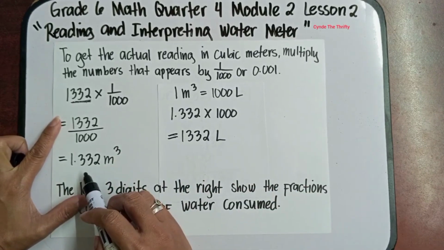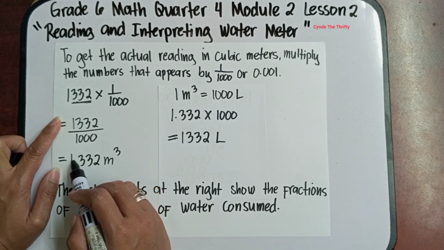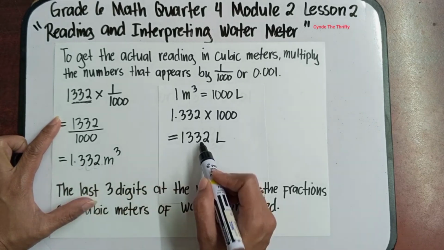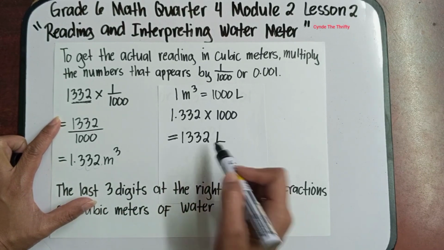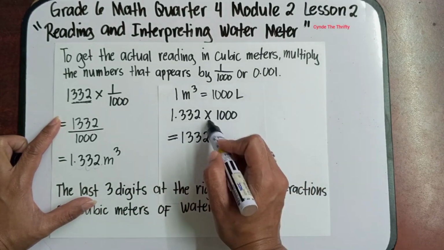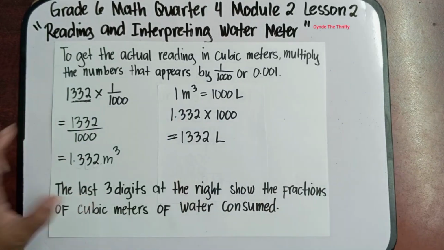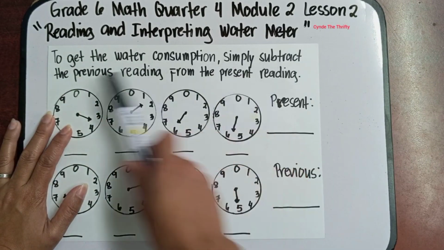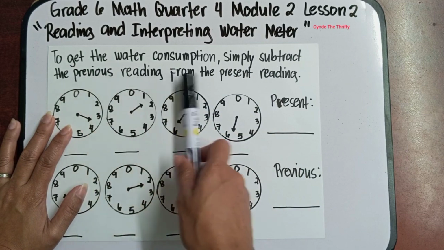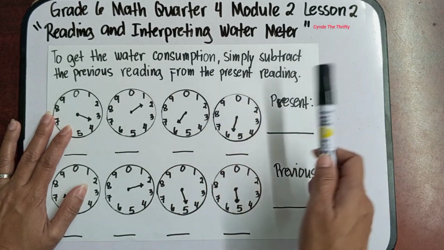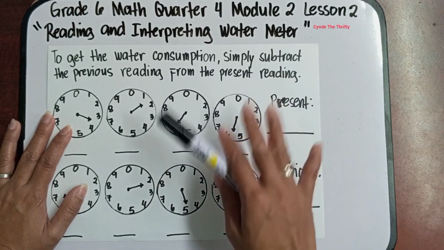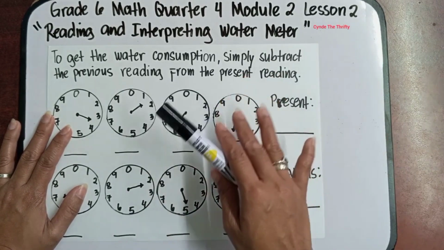Kung i-convert nyo naman siya into liter, mag-count lang tayo ng tatlong decimal points. So, 1, 2, 3, magiging 1,332 liters na siya. Ganun lang kadali para hindi na kayo mag-multiply at mag-divide. To get the water consumption, simply subtract the previous reading from the present reading. Ibig sabihin, para makuha natin kung ano yung water consumption natin, isubtract natin ang ating previous sa ating present.